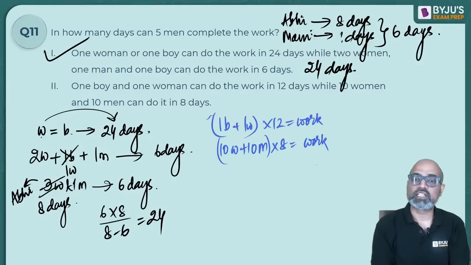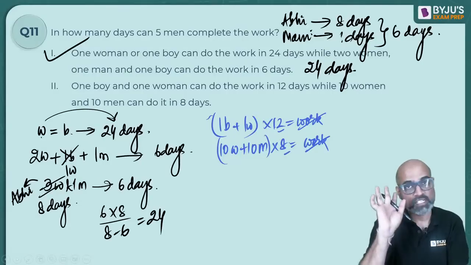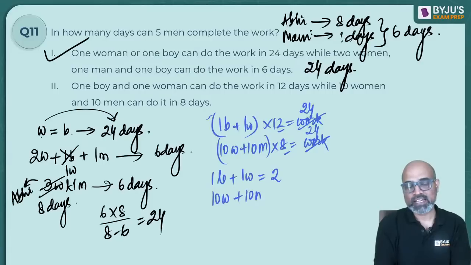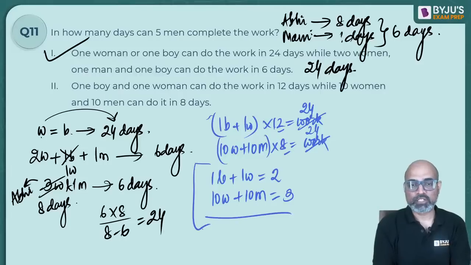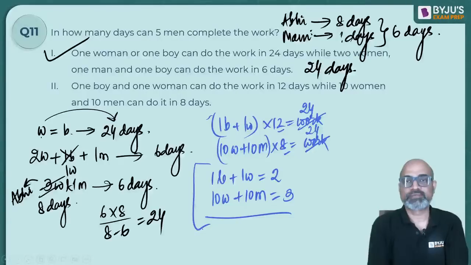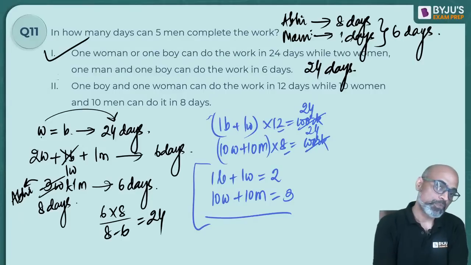So what do you do in such questions? You take the work as the LCM of 12 and 8. We always take the LCM of durations, right? So I'll take this as 24. So your question becomes 1B plus 1W is equal to 2, and 10W plus 10M is equal to 3. Tell me, will you be able to solve two equations with 3 variables inside it? Will it be solved? No. So you won't be able to answer this.